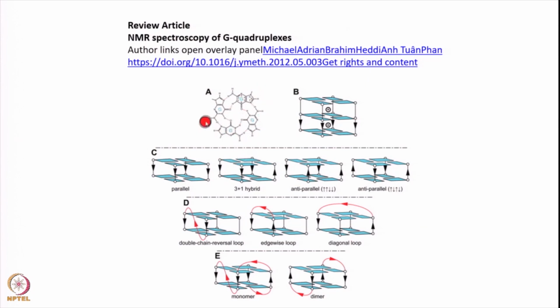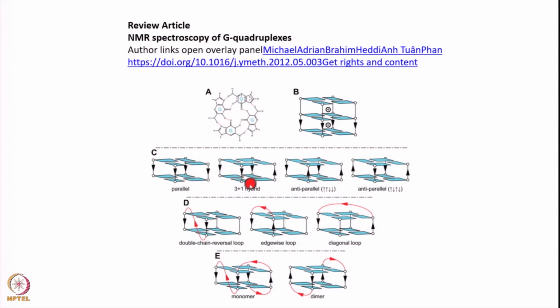So G quadruplex means the G tetrad. There are 4 G's with a hydrogen bonding pattern which is like this, a very symmetrical hydrogen bonding pattern, and that is indicated in the schematic here. So you have 4 strands which are running in a parallel way, then you have these 4 G's which are hydrogen bonded in this manner. Very symmetrically they are placed, you have the hydrogen bonds. This is one particular structure, but you can have many other structures, many other ways this base pairing can be obtained.